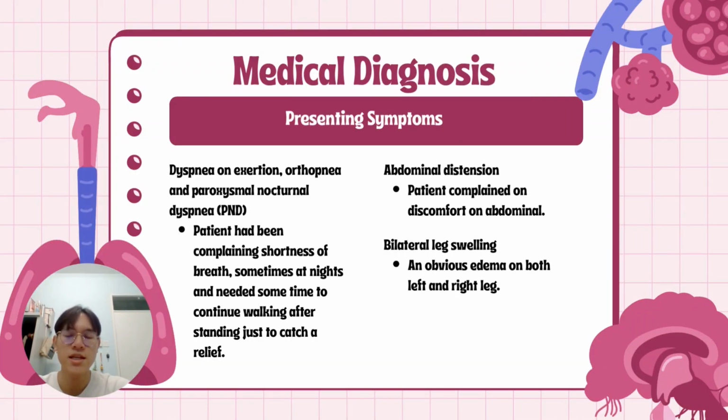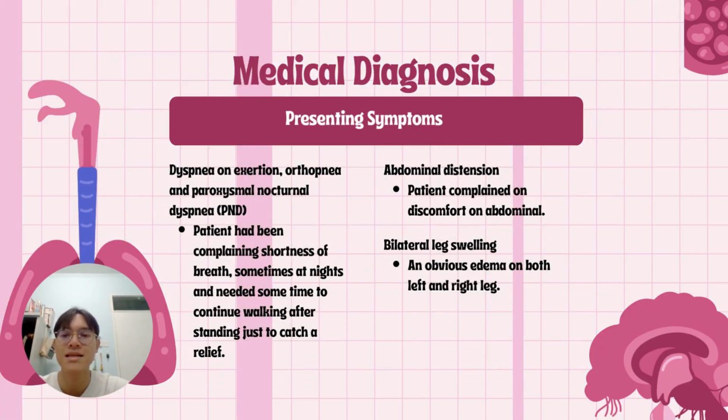Here are the presenting symptoms. First, we have dyspnea on exertion, orthopnea, and paroxysmal nocturnal dyspnea (PND). The patient had been complaining of shortness of breath, sometimes at night, and needed some time to continue walking after standing just to catch some relief. Second is abdominal distension, where the patient complained about discomfort in the abdomen. Third is bilateral leg swelling and obvious edema on both left and right leg.